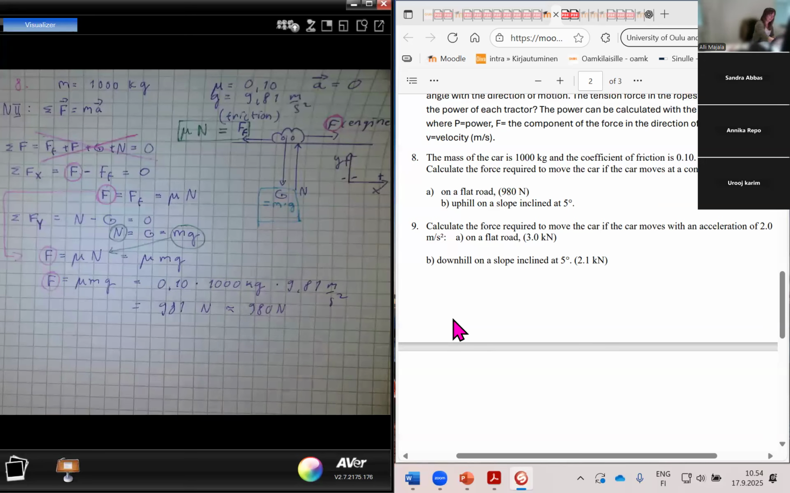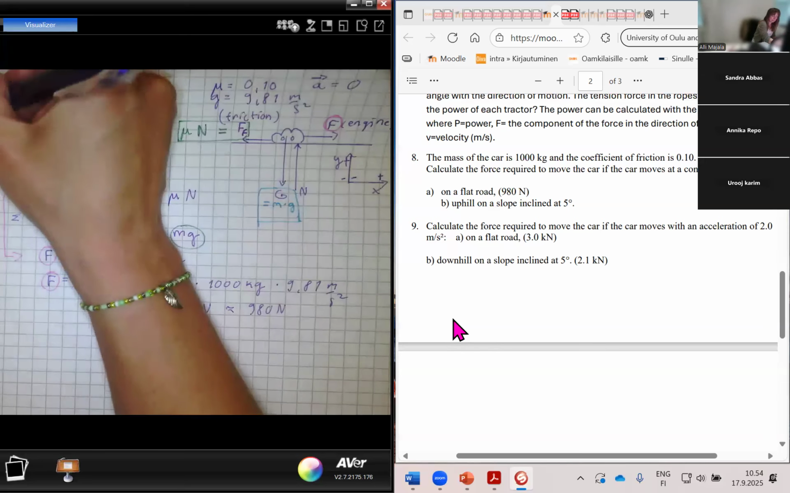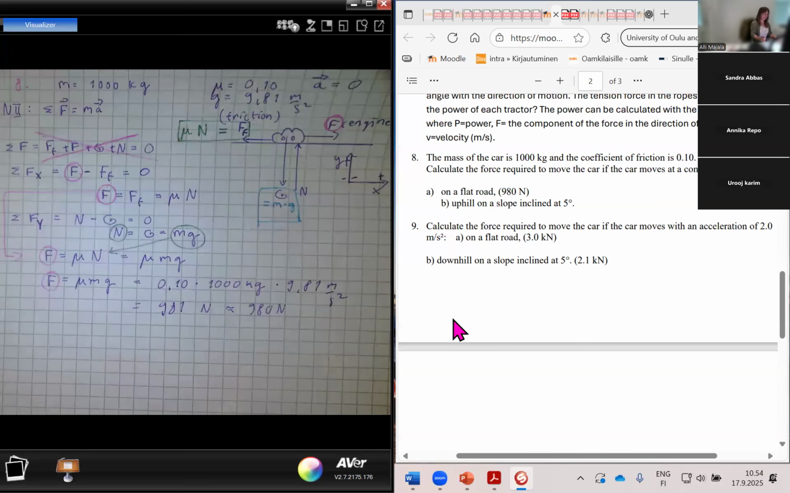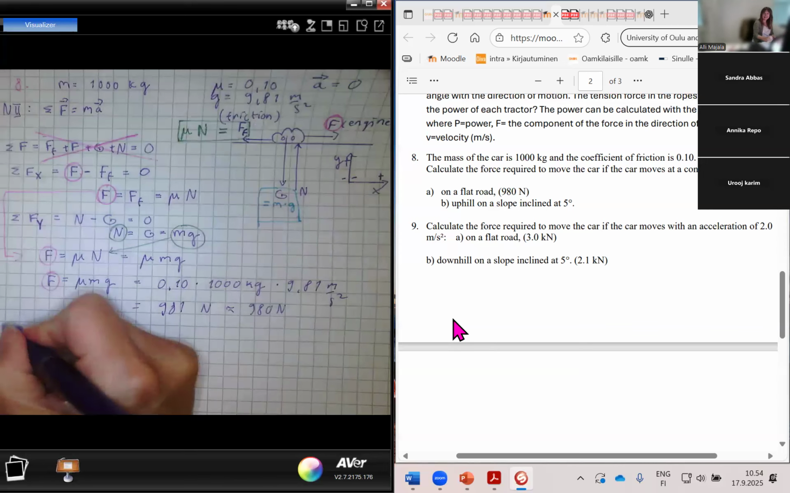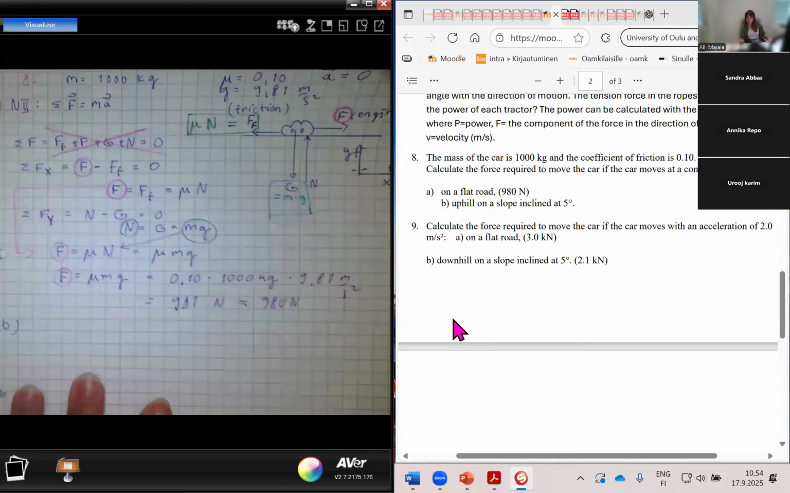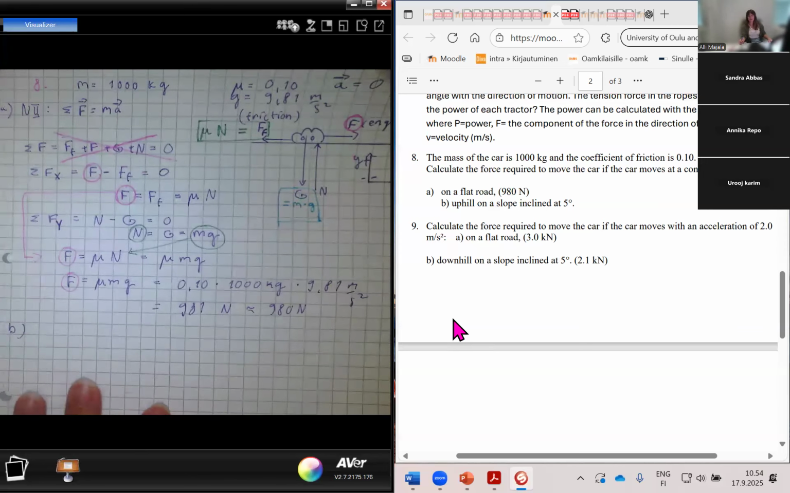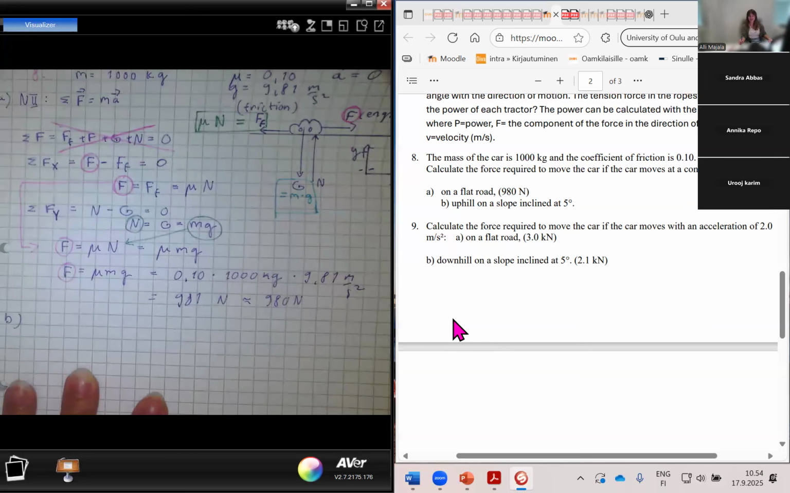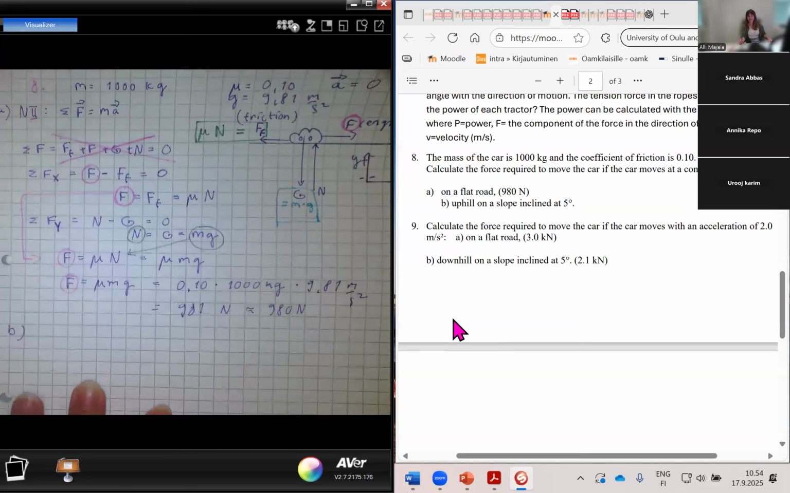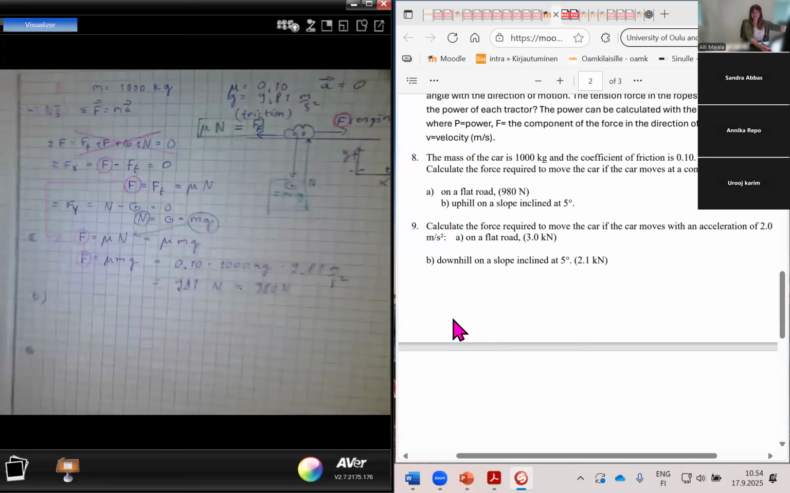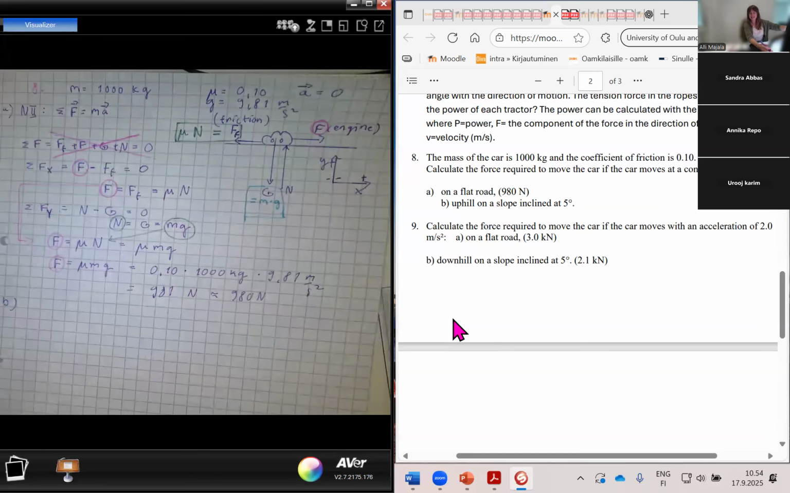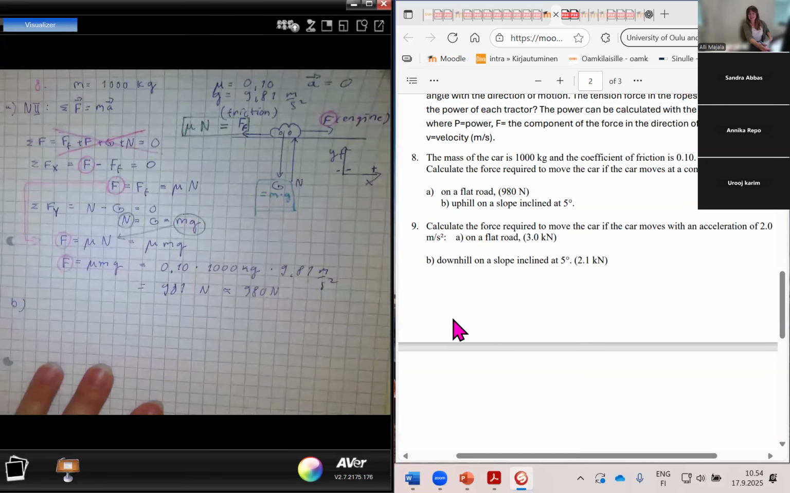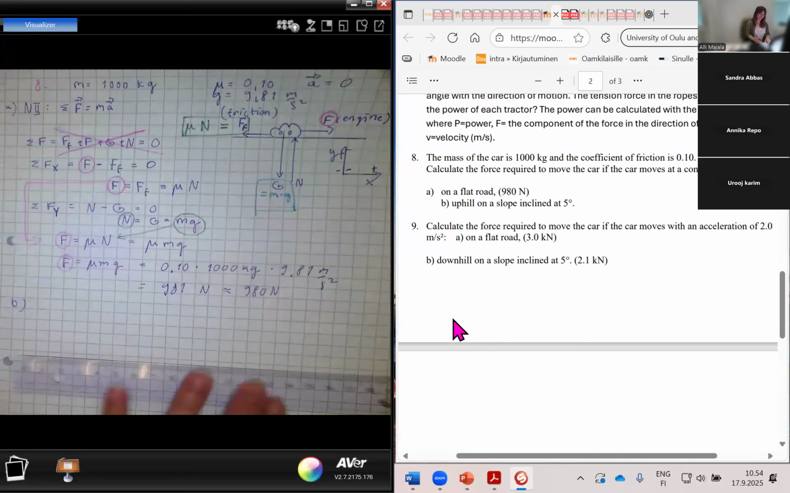Do you think this is interesting? Yeah, I love them. Are there already too many letters and too many arrows and too many things? Does it look a bit unclear? It reminds me of algebra a little bit. Okay, let's go on an inclined plane then.